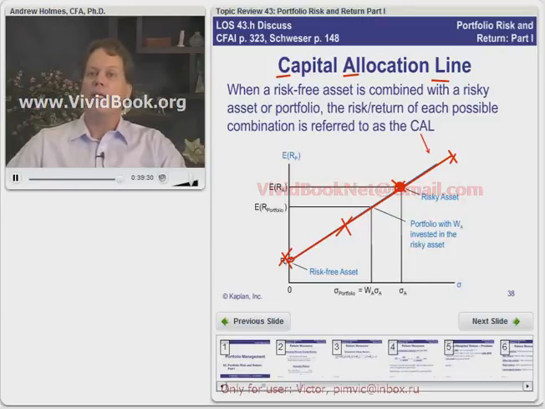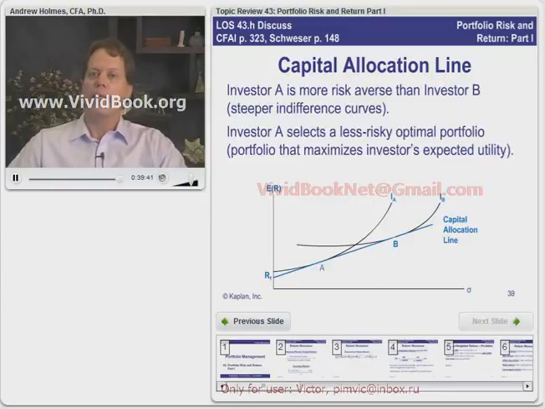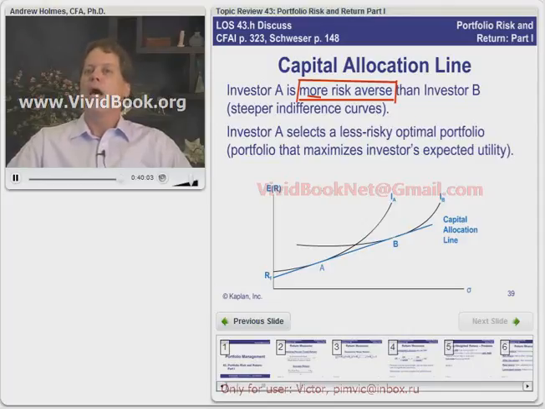So how are we going to decide where we as an individual investor want to be? Well, we're going to do that by deciding what our risk-return preferences are. And our risk-return preferences, if you think way back to the econ material, are going to be determined by indifference curves. So what we see here is that investor A is more risk averse. A better language there would be less risk tolerant. So investor A is more risk averse than investor B.